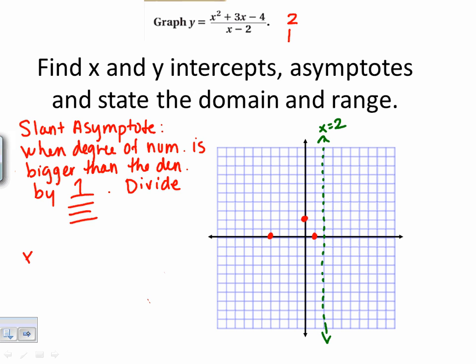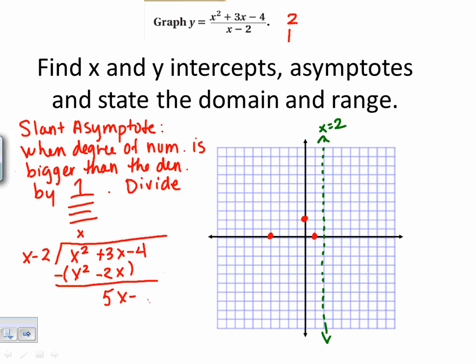So I'm going to take x minus 2, divide it into x squared plus 3x minus 4. So I take my x times x to be x squared, x times negative 2, negative 2x. Now I'm going to subtract that. Now I need a positive 5. And I'm going to subtract that.